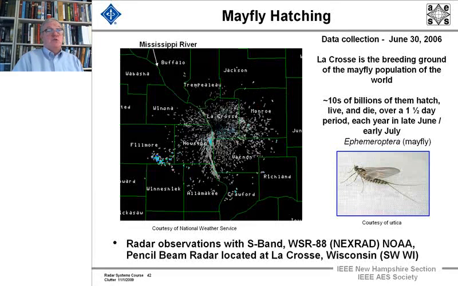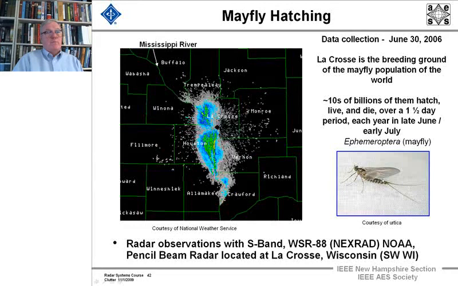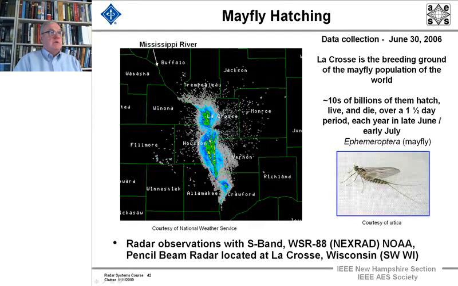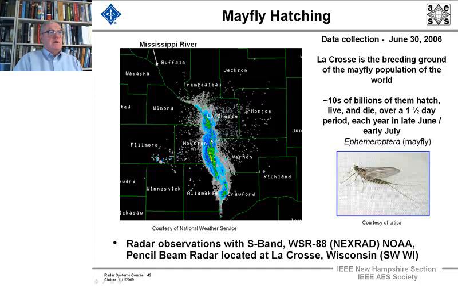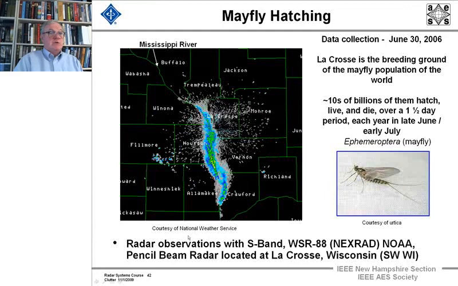Here's an actual photograph of one mayfly, very, very tiny. But you can see when you take tens of billions of them that they can really form a significant radar clutter for air traffic control radar or radars in the vicinity that are looking at small objects.